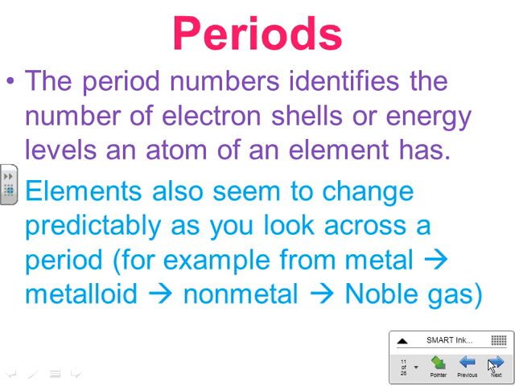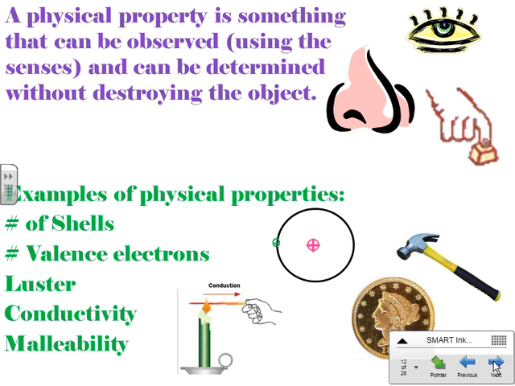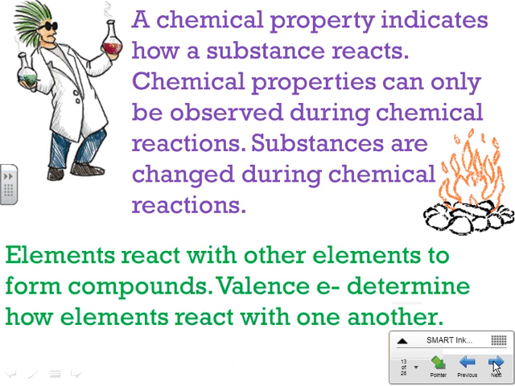Elements also seem to change predictably as you look across a period. For example, it goes from metal to metalloid to nonmetal to noble gas. A physical property is something that can be observed using the senses. That's going to be touch, sight, and smell. We can see this without destroying the object. Examples of physical properties would be number of shells, number of valence electrons, luster, conductivity, and malleability.